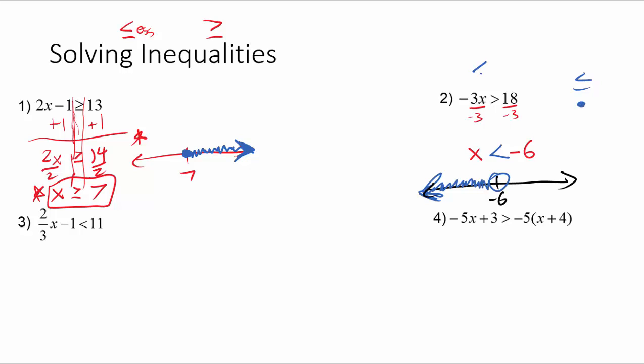The other way to remember that is that it almost makes a little arrow pointing towards the left. Here it makes an arrow. This sign makes an arrow pointing towards the right. Now that only works if the x is on the left side.